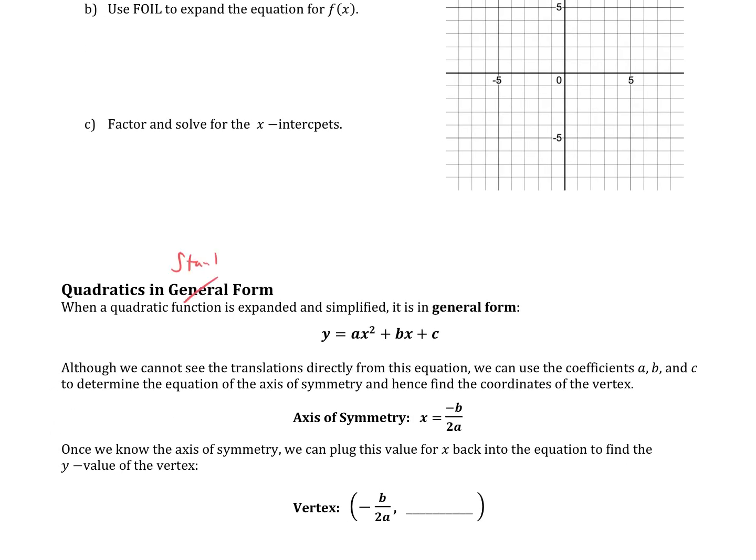I wish they would have called this standard. I think it's going to be called standard in future units. Standard form is where we do ax squared plus bx plus c. And this is the one that leads into the quadratic formula, so you're kind of used to that. So let's call it standard form.